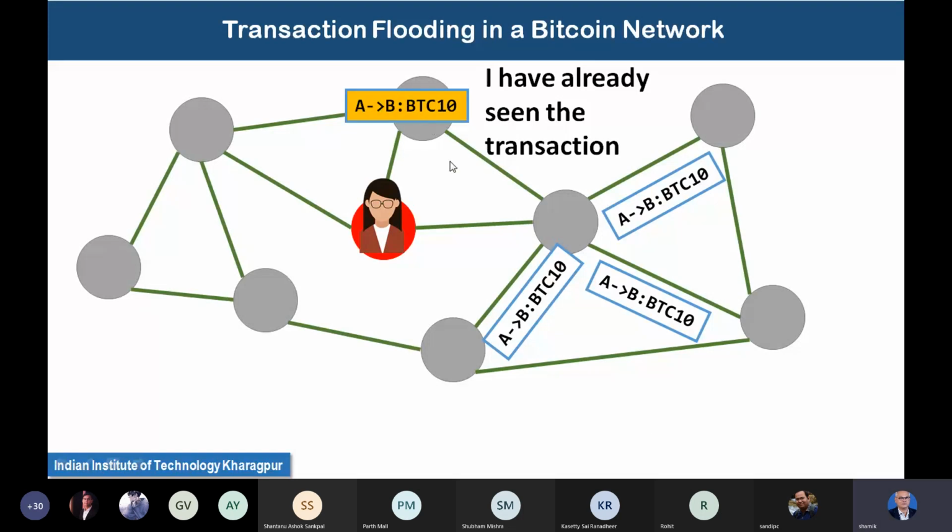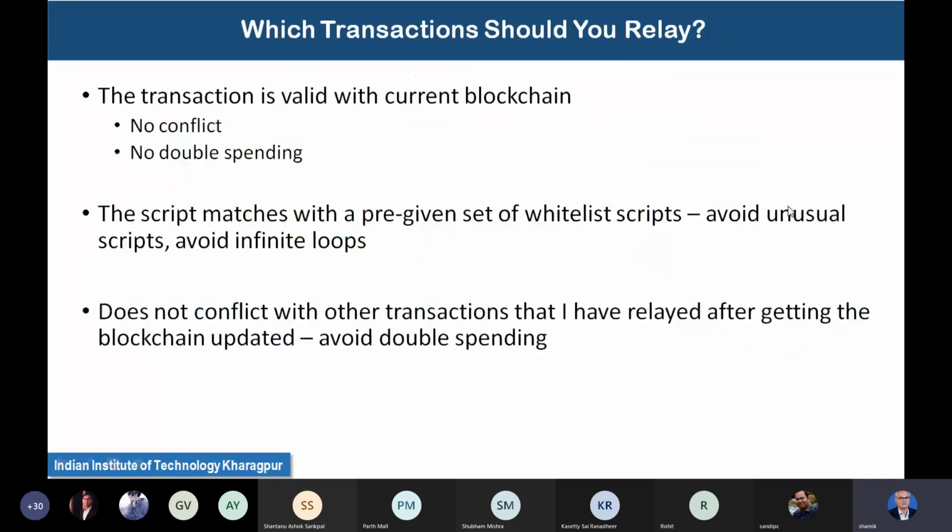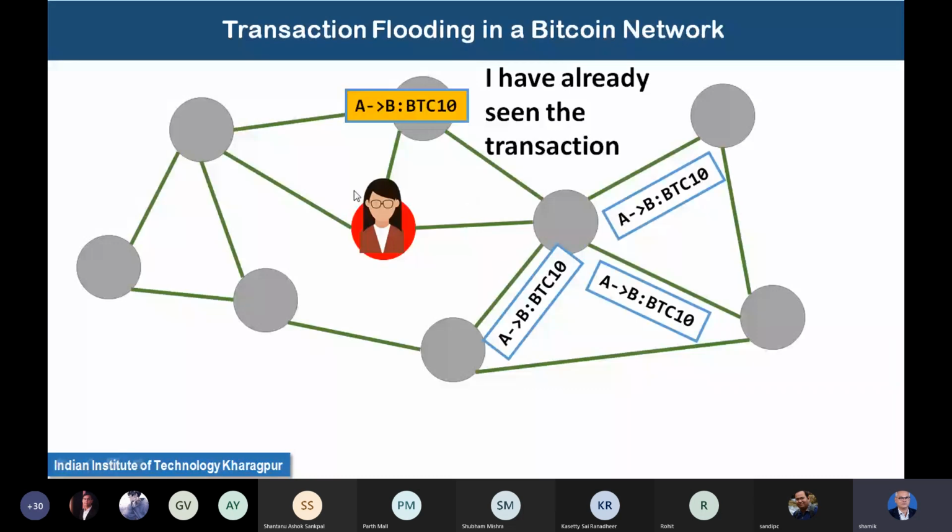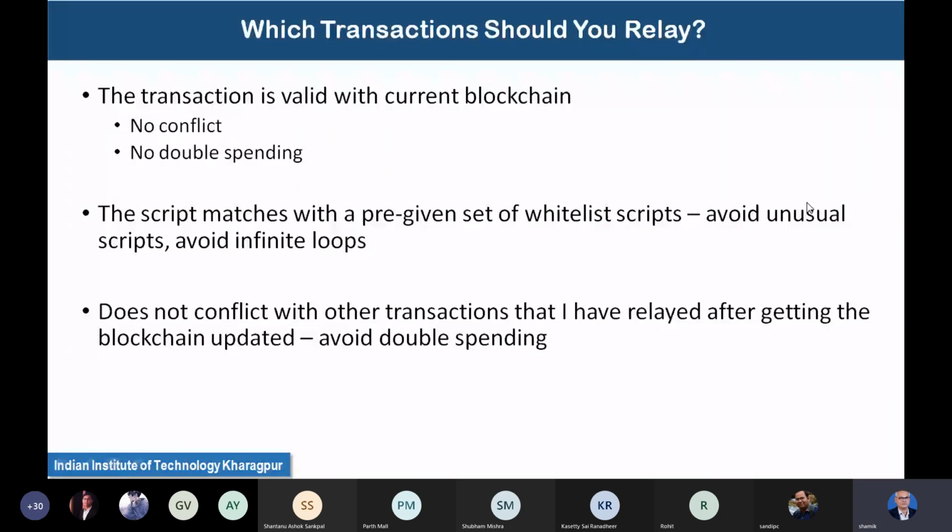Of course, if you get it multiple times, it is always detectable, because they will all have unique hashes. So that way these are all flooded in the network from one node to its peers, then to their peers, and so on. So everybody would be able to access the transactions that were carried out by Alice. Now, the transaction is valid with respect to the current blockchain.